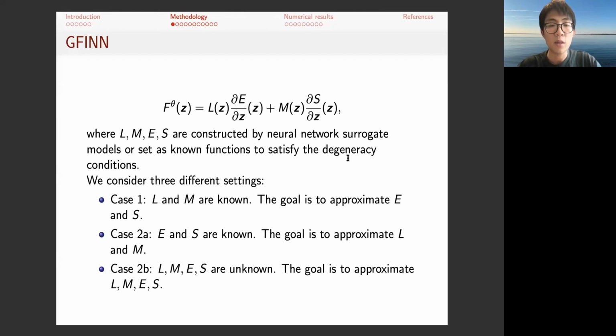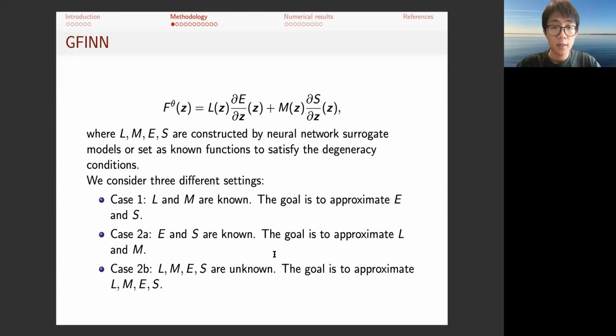We consider three different scenarios. The first scenario is where we assume that L and M are known, and the goal is to approximate the energy and entropy through the neural networks. Case 2A is where we assume that E and S are known, and the goal is to approximate the generators L and M. And case 2B is where we assume that everything is unknown, and the goal is to approximate all four of them.